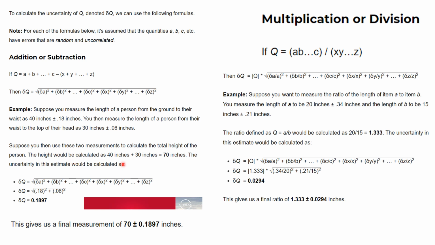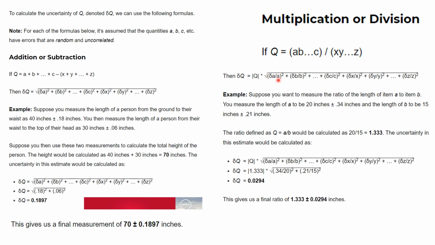Now suppose you use these two measurements to calculate the total height. Well, this is going to be 40 plus 30 plus some error term. So for the uncertainty, I'm going to add 0.18 squared plus 0.06 squared, and take the square root of that, and that is my error. So this means that my final measurement is 70 plus or minus 0.1897.